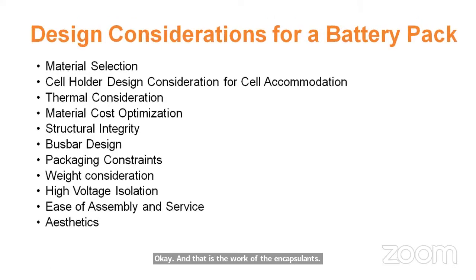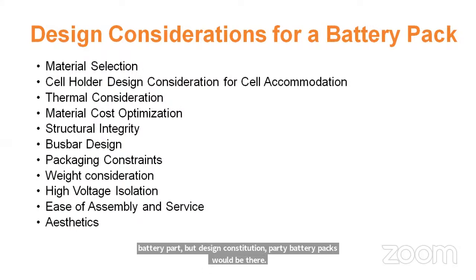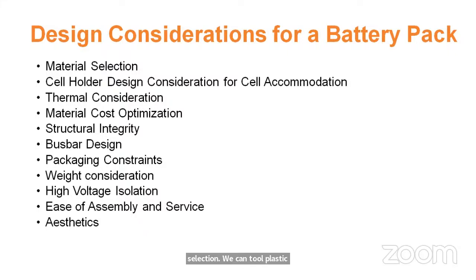Okay, now design considerations for a battery pack. Once we have talked about these components of the battery pack, what design considerations for a battery pack should be there? Material selection. First we have the material selection. We can choose plastic, we can choose metal, but we have to think about what component we have to design. Either we have to design a cell holder, a housing, or a structural component. So depending upon the requirement, I will choose a material, correct?